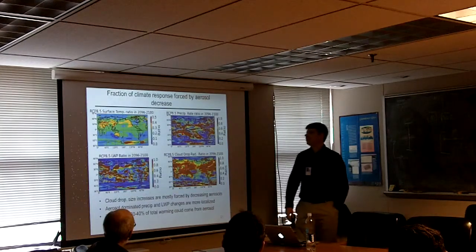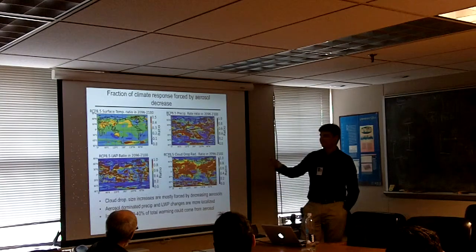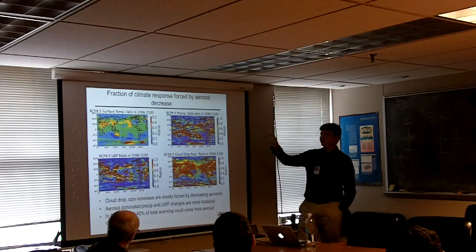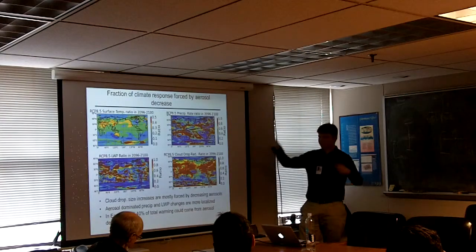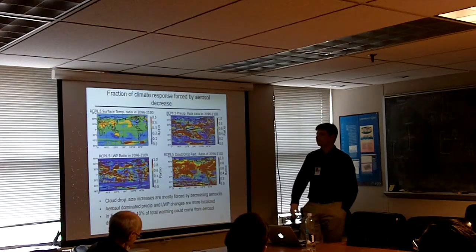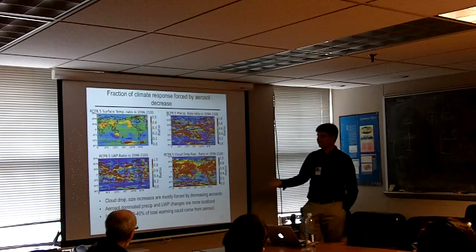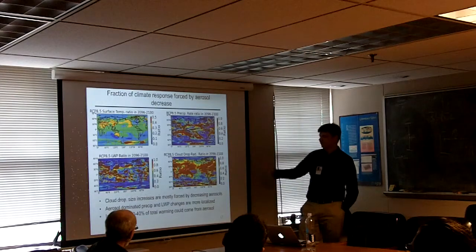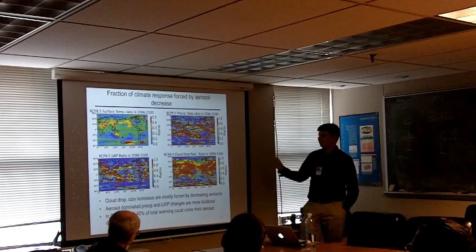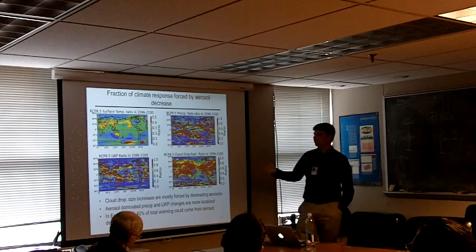Okay. So here I'm plotting the fraction of the climate response forced by aerosol decreases. This is the ratio of the aerosol-forced decreases versus the total change from aerosols, greenhouse gases, and everything, to give you an idea of how much aerosols might play a role. Of course, it's a nonlinear situation, so I wouldn't expect these numbers to be the final answer on how much aerosols contribute to surface temperature. It's just a rough idea.